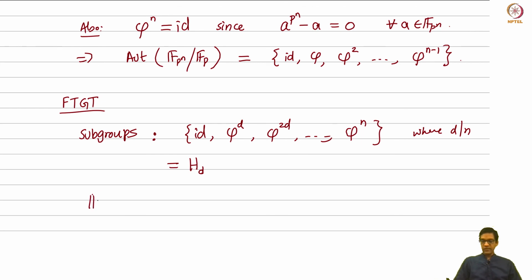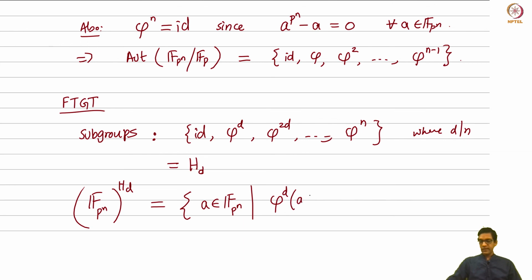And you can ask, what's the fixed field of this group? So this is my F_p^n, and I need to ask, what's the fixed field of this subgroup? Well, by definition, it is all those elements which are fixed. It's enough if it's fixed by phi to the d, then it will be automatically fixed by all the others, right? So this is almost like the calculation we just did. This is just all those elements a such that a to the p to the d minus a is 0. So it's all those elements of F_p^n which satisfy this property.